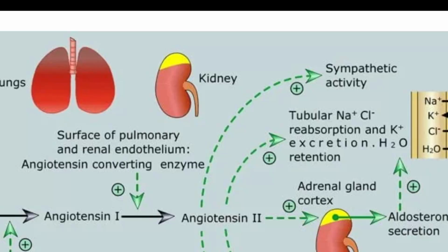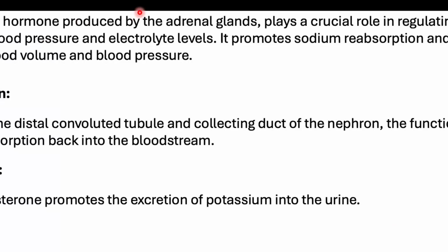Water and salt retention increase the effective circulating volume, and perfusion of the juxtaglomerular apparatus increases, which is a signal that inhibits the production of renin from the kidney, stopping this whole cycle of aldosterone production. Aldosterone is a steroid hormone produced by the adrenal glands, which plays a crucial role in regulating salt and water balance in the kidneys, influencing blood pressure and electrolyte levels. It promotes sodium reabsorption and potassium excretion, ultimately affecting blood volume and blood pressure.